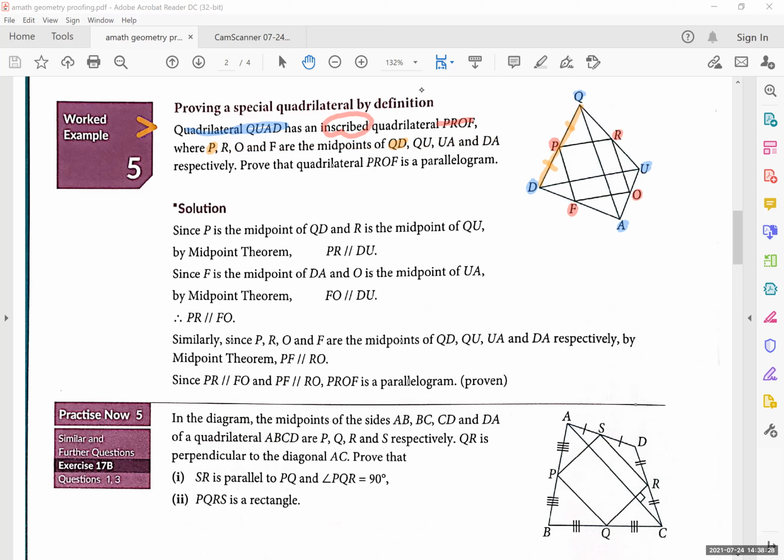Next, I'll change color. They tell me that R is a midpoint of QU. R is a midpoint of QU. Okay, over here, midpoint, midpoint. Next up, they say that O is a midpoint of UA. O is a midpoint of UA. Okay, so 1, 2, 3, 1, 2, 3, and the last one, the one in blue, F is a midpoint of DA. Means these two and these two are equal.